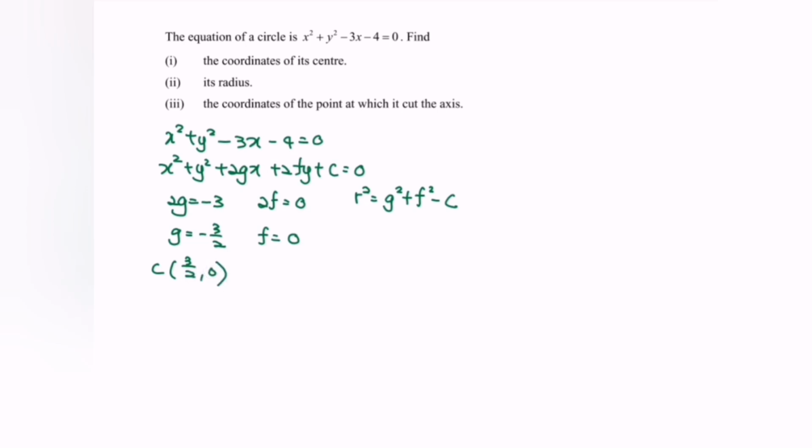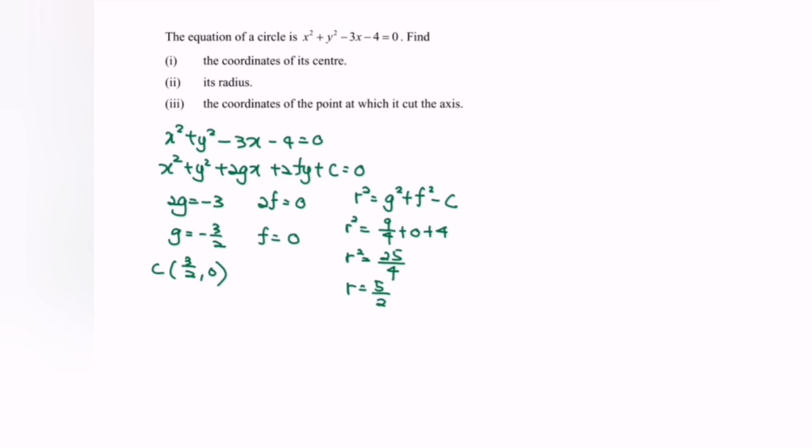Next is to find the radius. Kindly substitute the situation into the formula. So here we have r squared equals g squared. So if we square the situation, we will have 9 over 4 plus 0 minus c. So in here the c is negative 4. So we have to plus 4. So r squared is equal to 9 over 4 plus 4, and we will have 25 over 4. So finally, r is equal to 5 over 2.